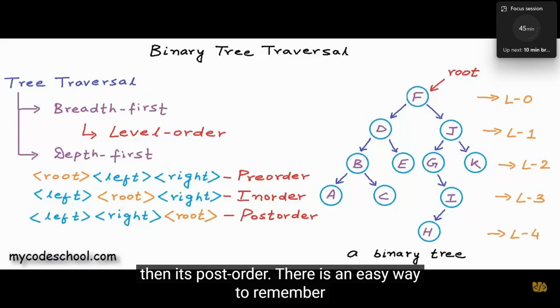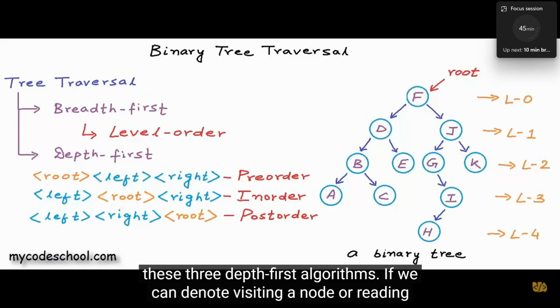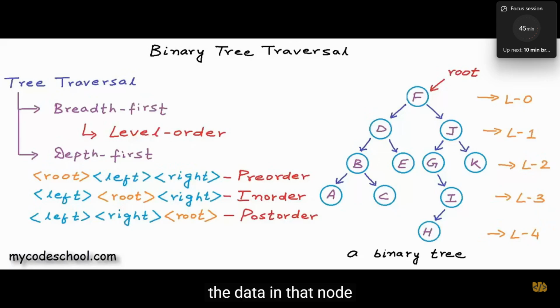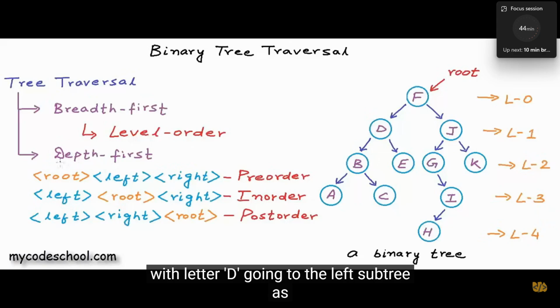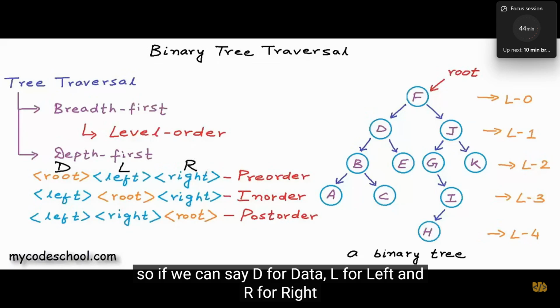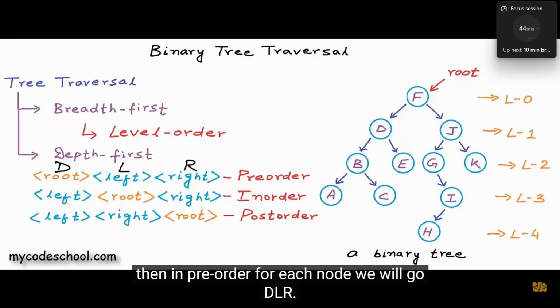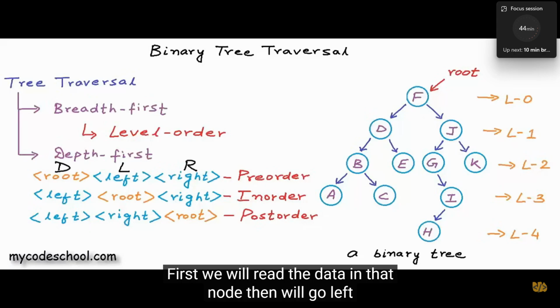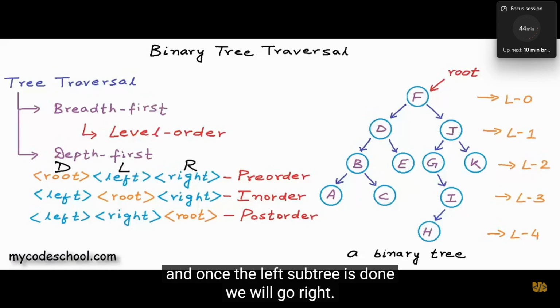There is an easy way to remember these three depth-first algorithms. We can denote visiting a node or reading the data in that node with letter D, going to the left subtree as L, and going to the right subtree as R. So if we say D for data, L for left, and R for right, then in pre-order for each node we will go DLR. First we will read the data in that node, then we will go left, and once the left subtree is done we will go right.